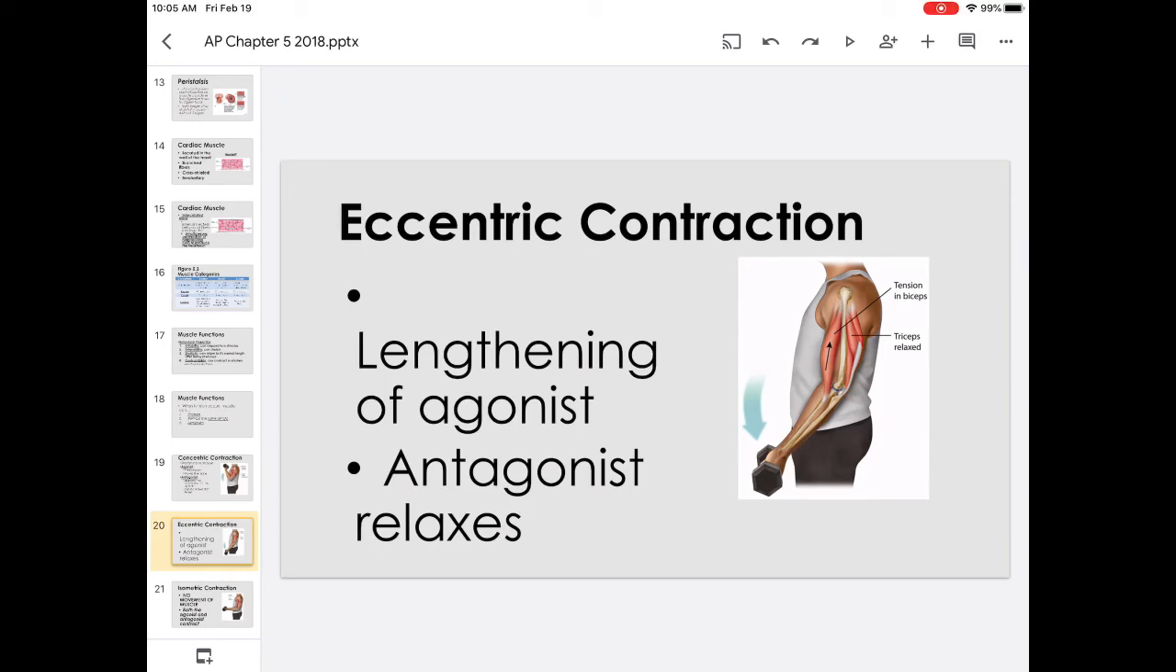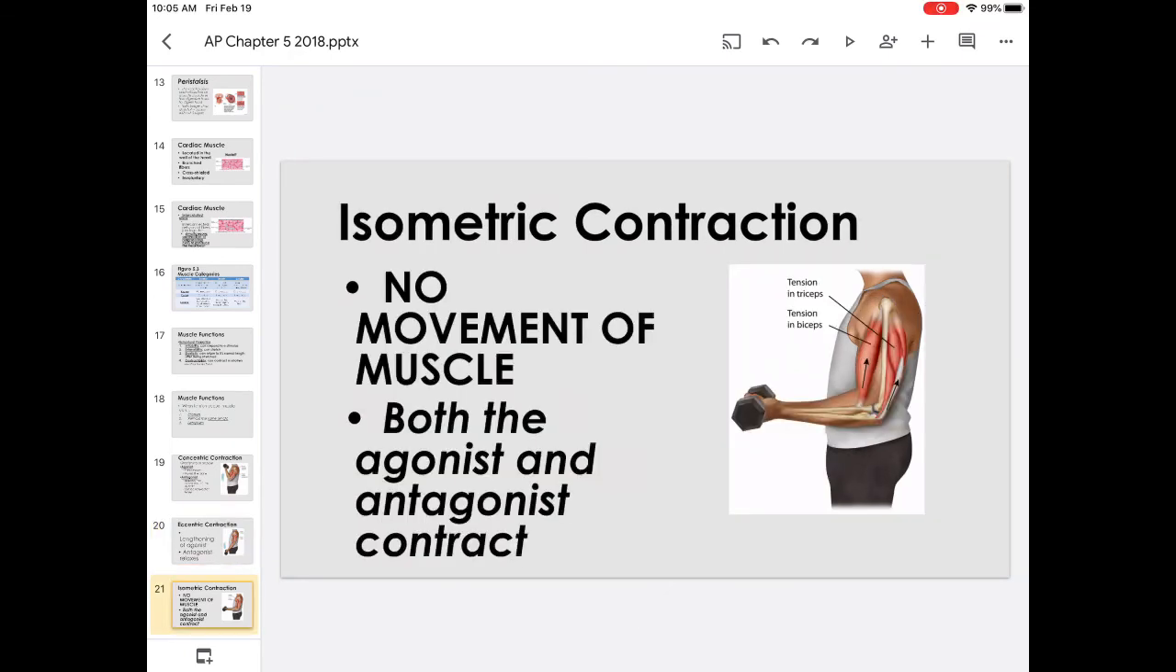Then you have your eccentric contraction. This is like if you are holding a weight and your biceps cannot hold it for a long time, you would have to lower it a little and your biceps would lengthen. So this is pretty much when your agonist is your bicep, you are lengthening it. This causes your triceps, which would be your antagonist, to relax a little bit more.